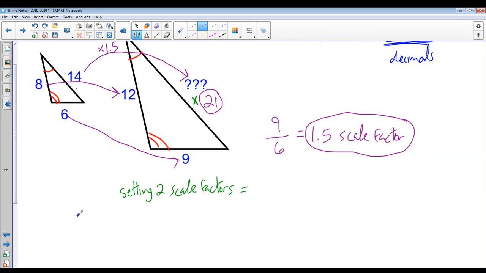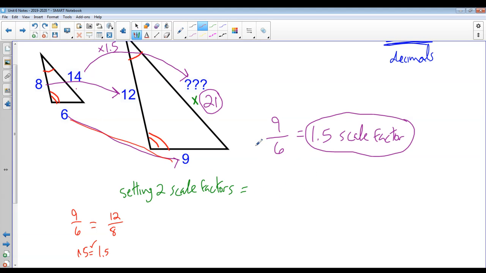So in this case, I could do a couple different things. I could say 9 is to 6, so that's my scale factor for these sides, is equivalent to 12 over 8. And that's true. 9 divided by 6 is 1.5. 12 divided by 8 is 1.5. So that checks out. Those scale factors work out. That means we had the right idea. But now that we have this unknown, I can put that unknown side into my proportion, into my scale factor.